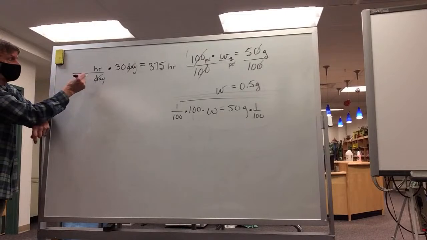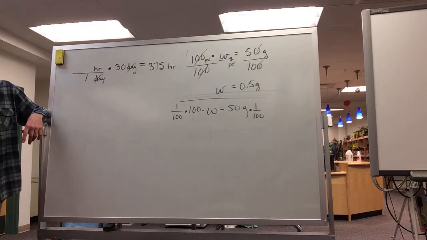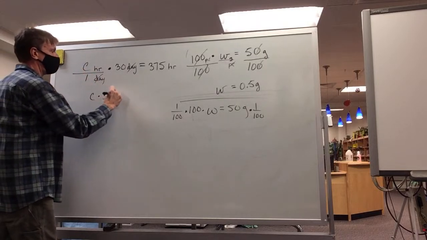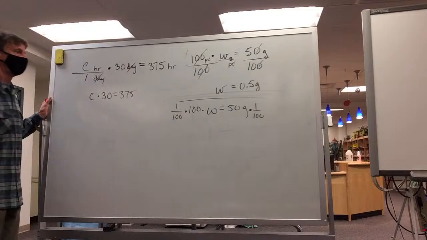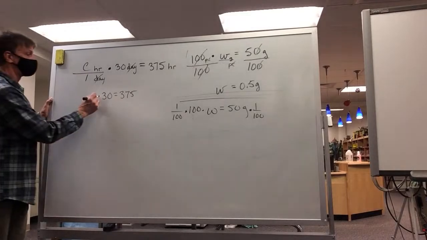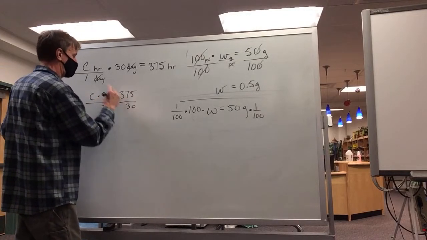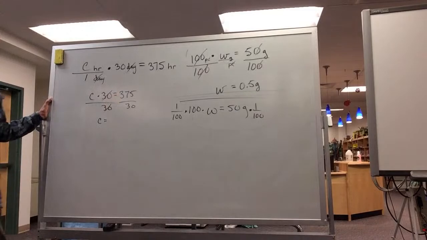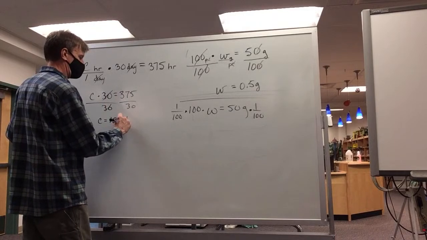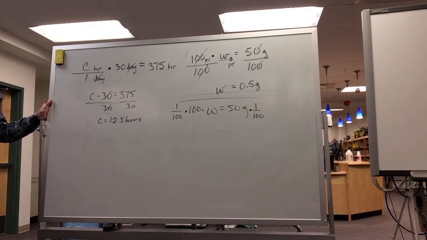This is going to be the number of hours that that cat sleeps in one day, right? Yes. So pick a variable. C. C, that's what they tell you to use. And then if you just look at this as C multiplied by 30 is equal to 375, then the procedure that you follow is, how do you solve this to find out what C is? Divide by 30 on both sides. So then you get 12 and a half? Yep. So the cat sleeps 12 and a half hours a day.